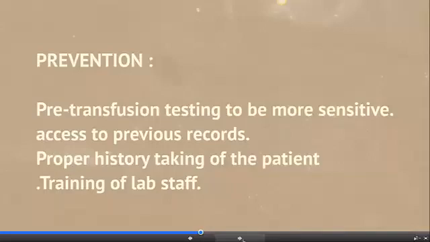And it's also very crucial to have proper history taking of the patient, because we want to know whether this patient has been pregnant before, or has a history of transfusion before, or a history of transplant before. So all these three factors are the major factors of exposure to the foreign red cells antigen. And of course, we need to train our lab staff so that they are more aware of how to detect the antibody.